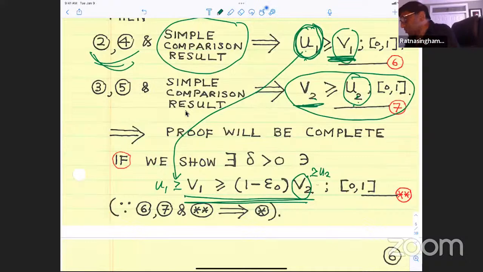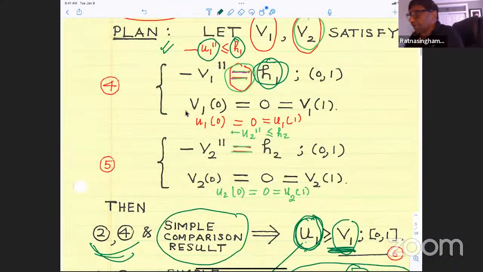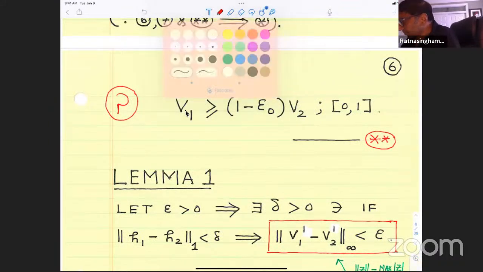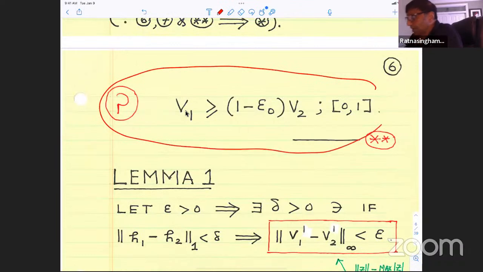So we will forget about U1 and U2 now and start working with these functions V1 and V2, which satisfy equalities. Okay. So the big question has now been reduced to simply the following question. Given an epsilon naught, is there a delta such that if H1 and H2 in the L1 norm is smaller than that delta, can we compare V1 and V2 in this manner? V1 is greater or equal to 1 minus epsilon naught times V2. So that's the story that we are going to be aiming for.